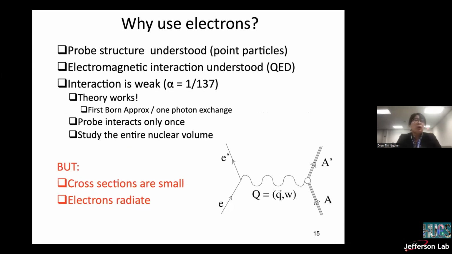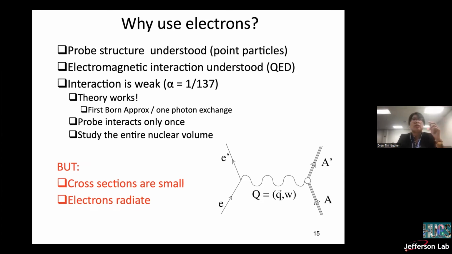Okay, so we explained that we want to use electron scattering as a microscope to study the internal structure of nuclei, and how we control it using the spatial resolution, right? Now the question is, why do we use electron? What's the advantage of that? The answer is that the electron is a point particle. It is an elementary particle. It doesn't have an internal structure, right?